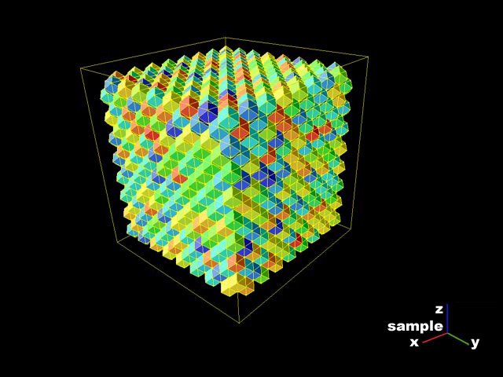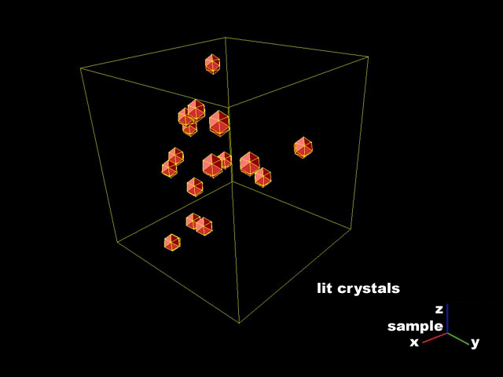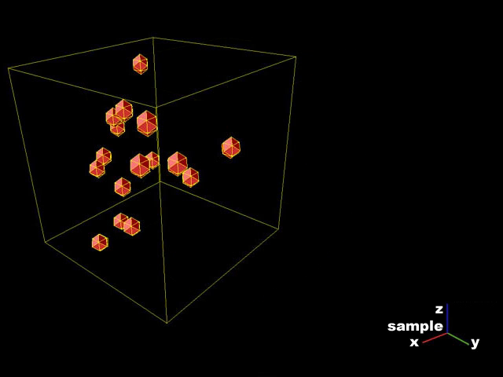Now the color scheme is altered to identify in red those crystals that light up in a diffraction experiment. Lit up crystal grains, that is, grains with lattice orientation satisfying a particular Bragg condition, are isolated in the volume. In this case, all crystals having 100 planes perpendicular to the Z sample axis light up and are colored red.